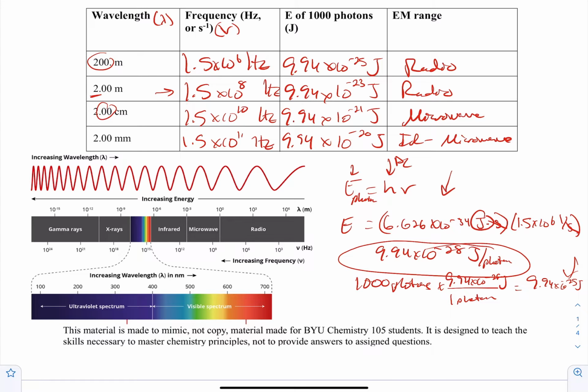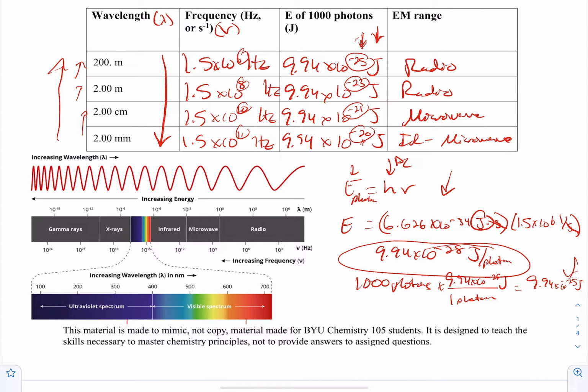But one thing I do want to point out with this trend is notice that when wavelength increases, going from 2 millimeters to 2 centimeters to 2 meters to 200 meters, what happens to my energy? My energy goes down, from negative 20 to negative 25. That's a smaller number. So energy and wavelength have an inverse relationship. If I have a long wavelength, then I have low energy. If I have a short wavelength, I have high energy. But with frequency, notice that when frequency increased, going from 6 to 8 to 10 to 11, my energy also increased. And that's another important trend.